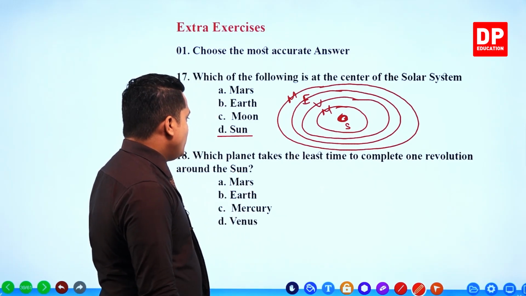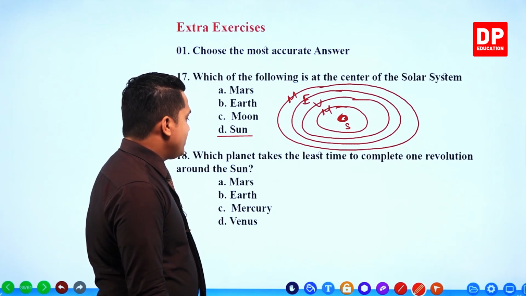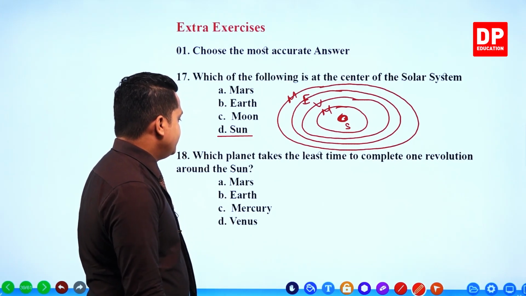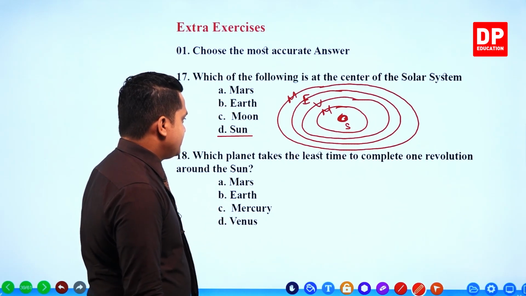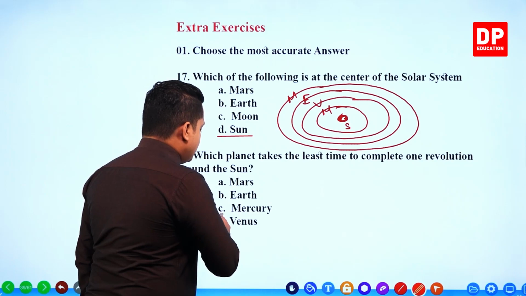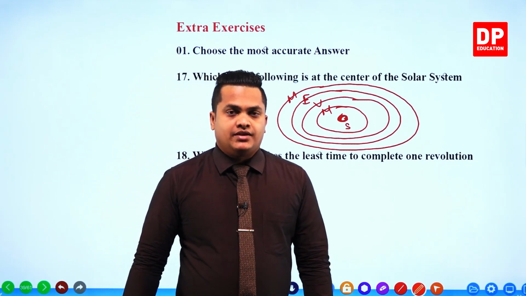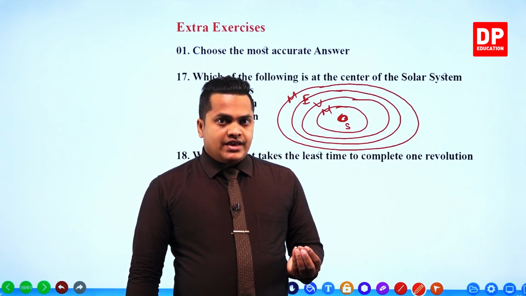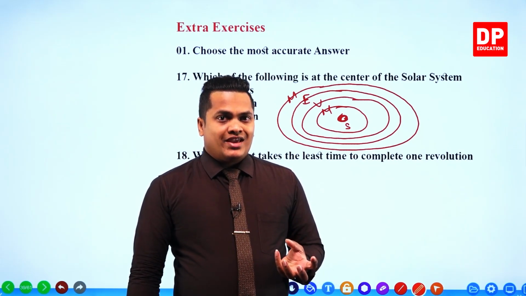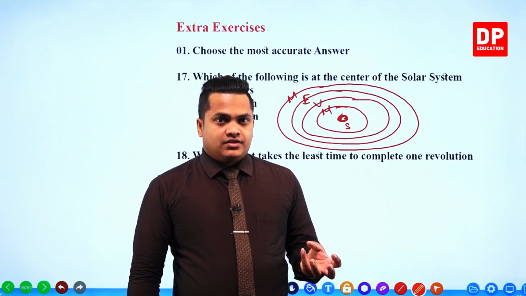Next one. Which planet takes the least time to complete one revolution around the Sun? Mars, Earth, Mercury, and Venus. Our answer is, my dear children, Mercury. Let me explain why it is Mercury. Mercury is the planet which is going to take very little time to revolve around the Sun.